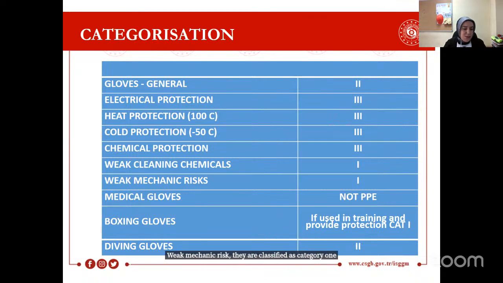And we see medical gloves on the market, and they are in use in the health sector. They are not PPE. We don't inspect them. They are in the scope of the responsibility of the Ministry of Health. Also, gloves for boxing are categorized according to their use. If they are used in training and provide protection, it's category 1. If they are used in the match, they are not PPE. And diving gloves are category 2.